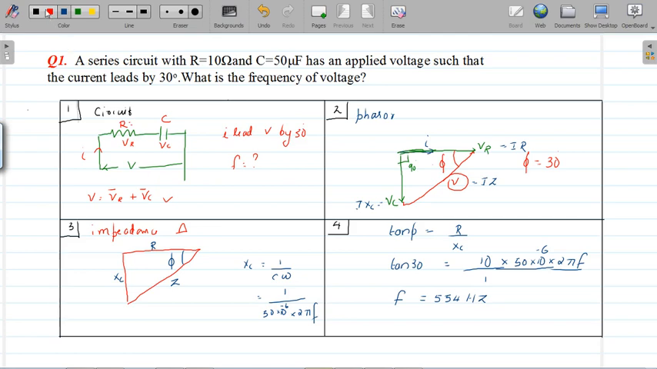This is the final answer. It is the frequency of the supply voltage. The supply voltage has a frequency of 554.4 Hertz.